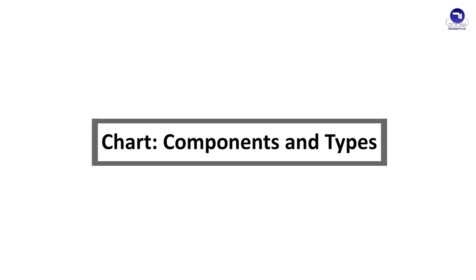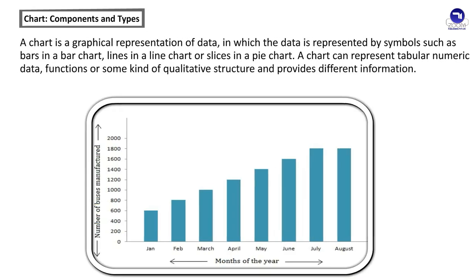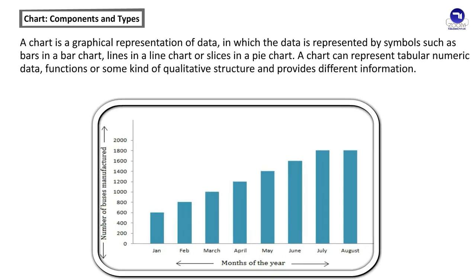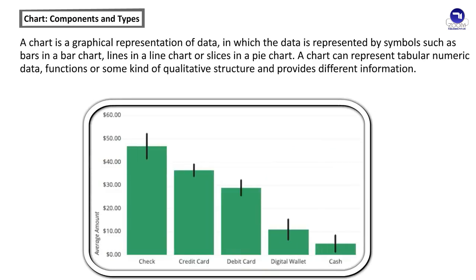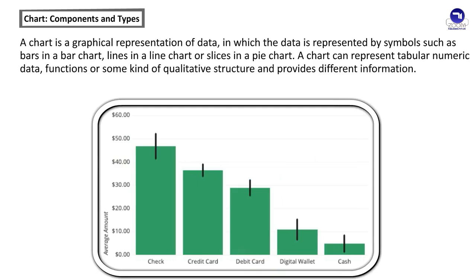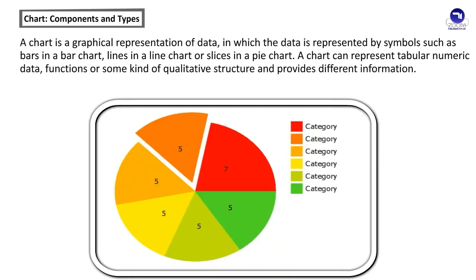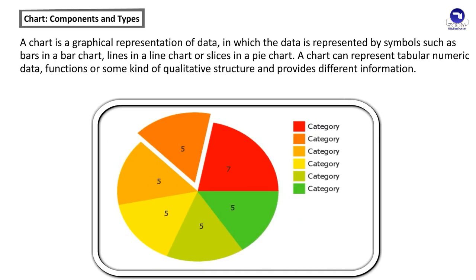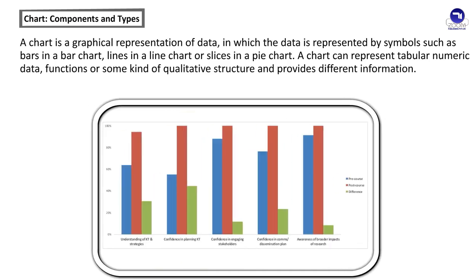Chart, Components and Types. A chart is a graphical representation of data in which the data is represented by symbols such as bars in a bar chart, lines in a line chart, or slices in a pie chart. A chart can represent tabular numeric data, functions, or some kind of qualitative structure and provides different information.